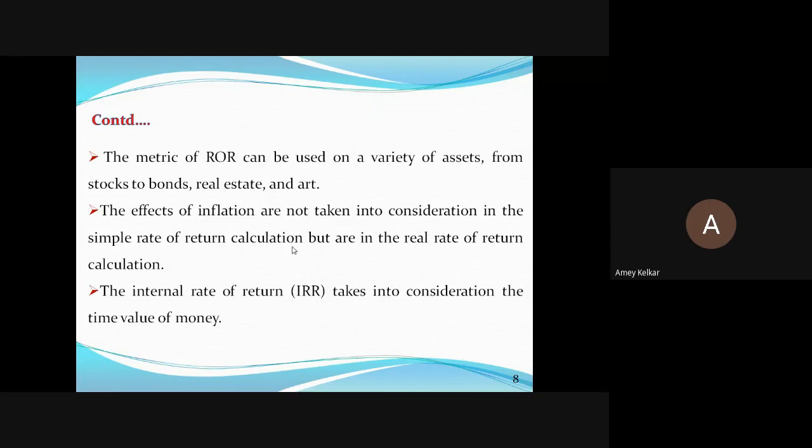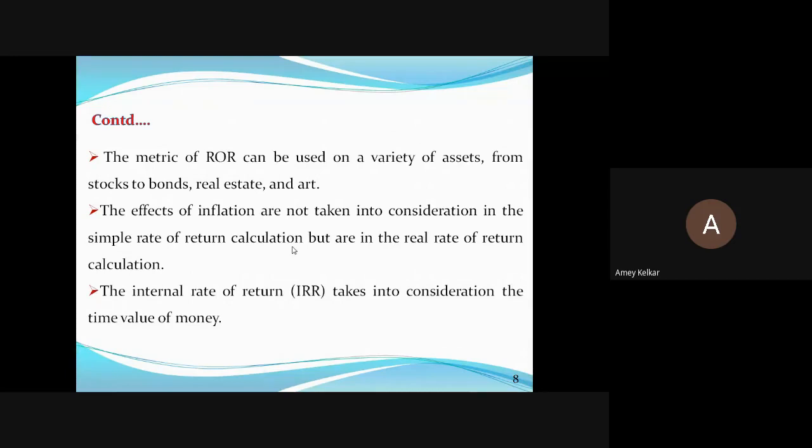But this cannot be accounted for the goods which are electronic devices or say cars and all. Those are movable assets. So those things become different. So ROR generally comes positive for immovable assets such as land, gold, and all those things, whereas it comes negative for movable assets such as your car or any other things.